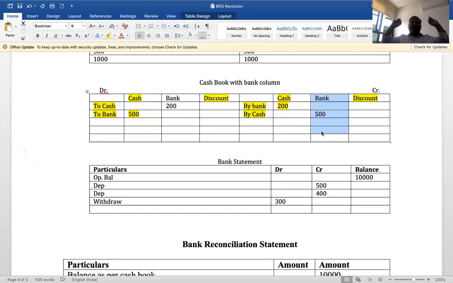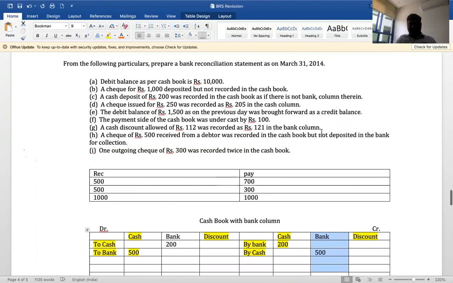When we are preparing BRS, imagine a 3-column cash book, or even if it is a 2-column cash book without discount, only cash and bank columns. Okay, so now let's come back to this point. Where are we? A cash deposit of 200 was recorded in the cash book, not in bank column.